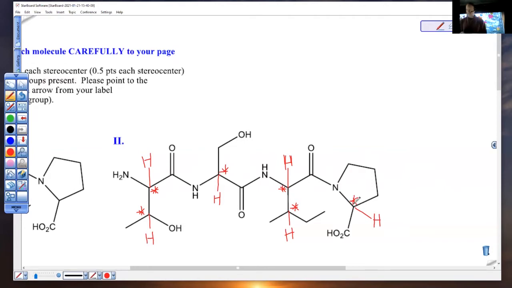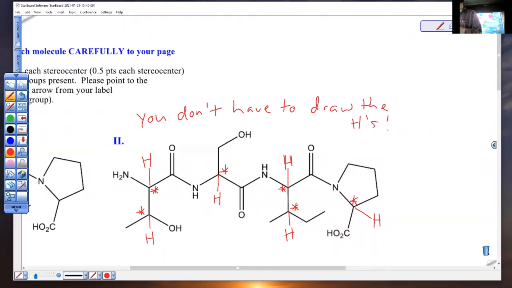So there's your stereocenters. I just want to be very clear. You don't have to draw the H's. That's supposed to be an exclamation point.